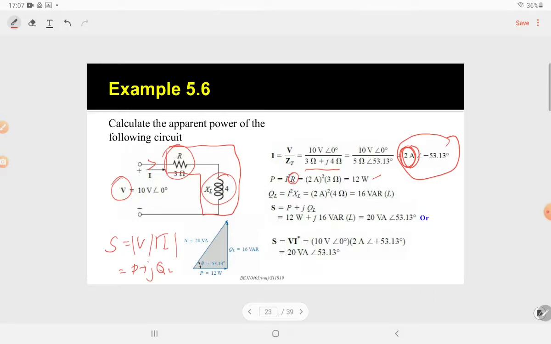And then next, QL is the reactive part. Reactive power can be calculated using I squared XL. So I squared is 2 squared times XL, which is 4 ohm. So this reactive power is equal to 16 volt ampere reactive.